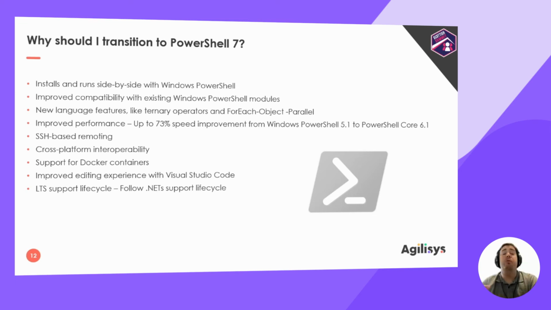I think one of the key things in terms of why I should transition to PowerShell 7 is the support for Docker containers. Now, Docker is a software platform for building applications based on containers. These are small and lightweight execution environments. The containers are isolated from one another, and they bundle their own software, libraries, and configuration files.